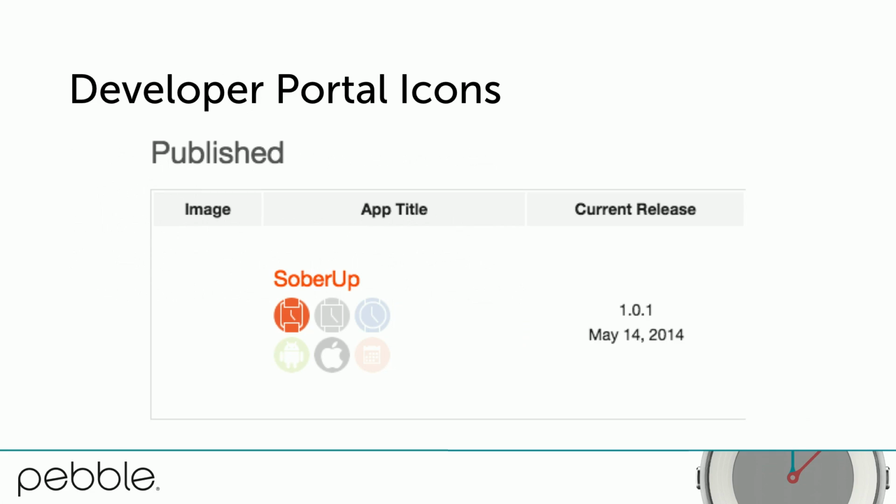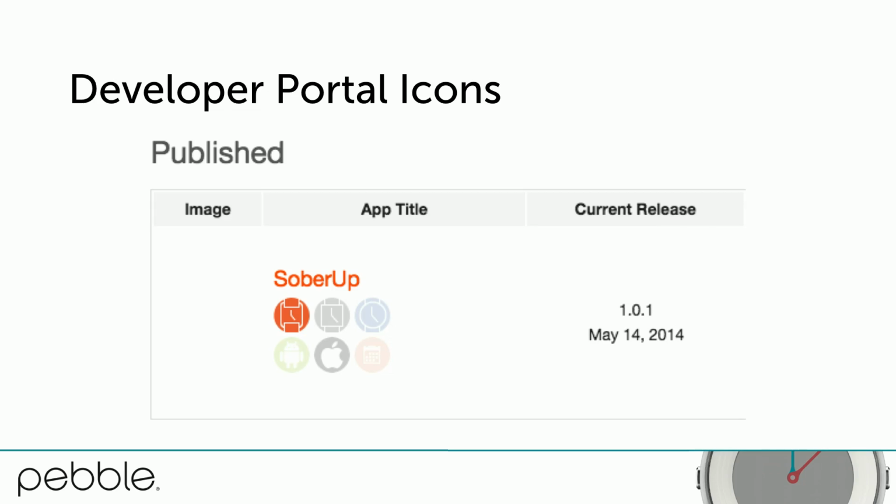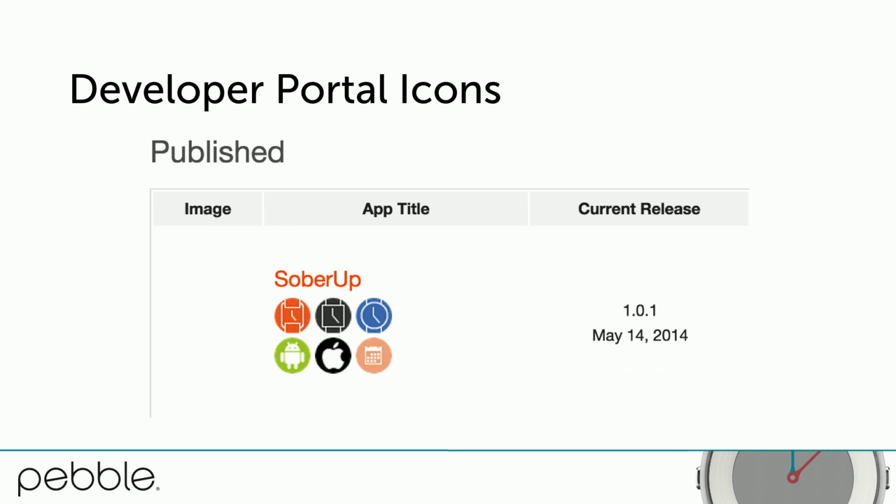I don't know if you have noticed, but on our developer portal, we now have these icons next to the apps that you publish. They indicate whether your app supports Aplite, Basalt, Chalk, whether it has an iOS or Android companion app, and whether or not it uses Timeline. So if you maximize the number of platforms and mobile apps that you support, you can fill in all those icons. It's kind of like a cool merit badge you can earn.